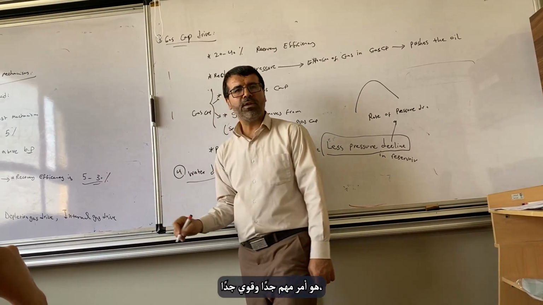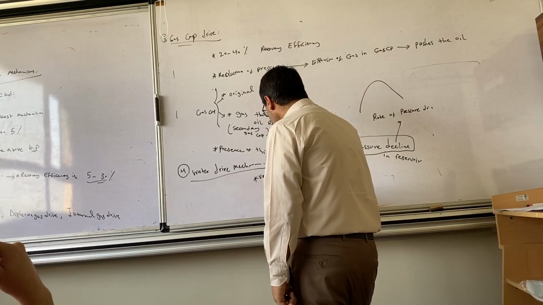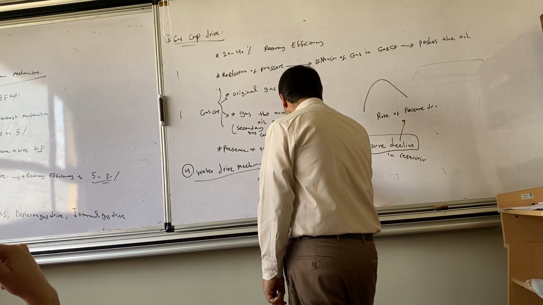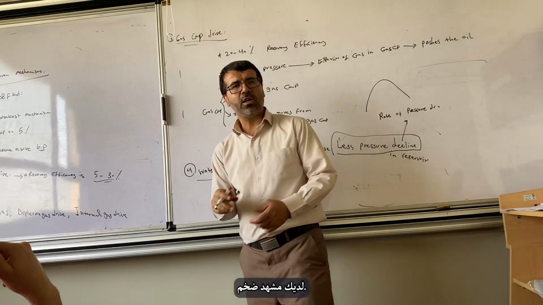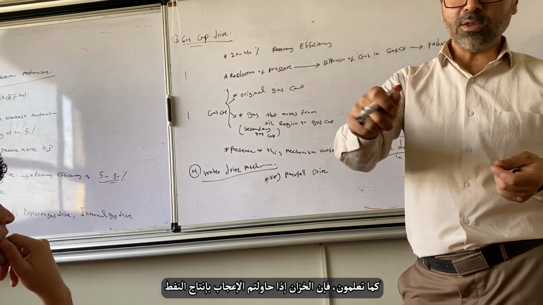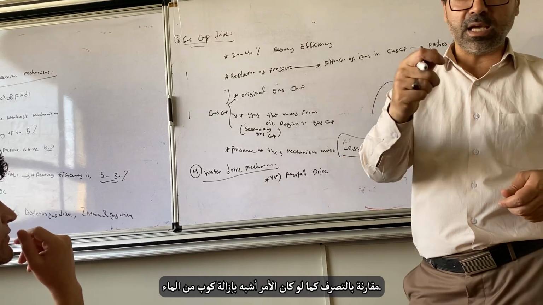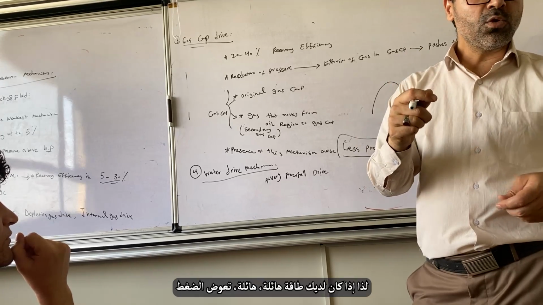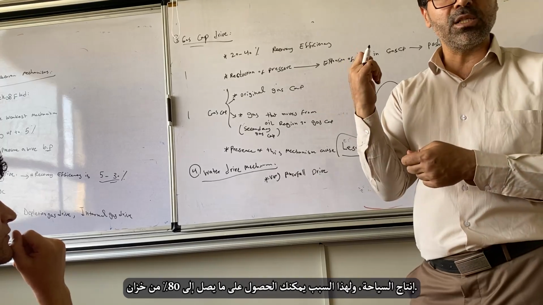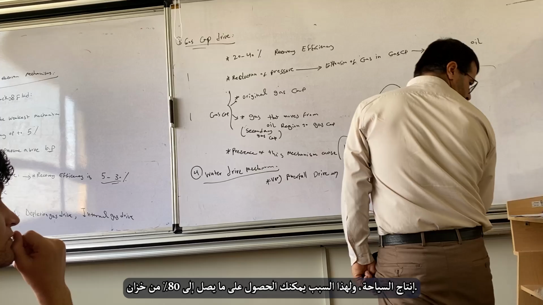Water drive is a very important, very powerful drive mechanism. You have a huge sea below the reservoir. Producing oil compared to the aquifer is like removing a glass of water. So you have a huge energy that compensates for the pressure reduction of the reservoir. That's why we can have up to 80% recovery.